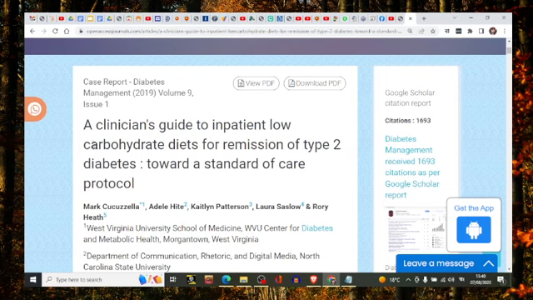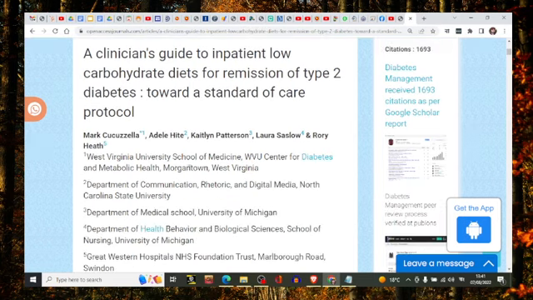The title of this paper or this case report is A Clinician's Guide to Inpatient Low Carbohydrate Diets for Remission of Type 2 Diabetes: Toward a Standard of Care Protocol. This paper was authored by Mark Cucuzella, Adele Haidt, Caitlin Peterson, Laura Saslow, and Rory Heath.